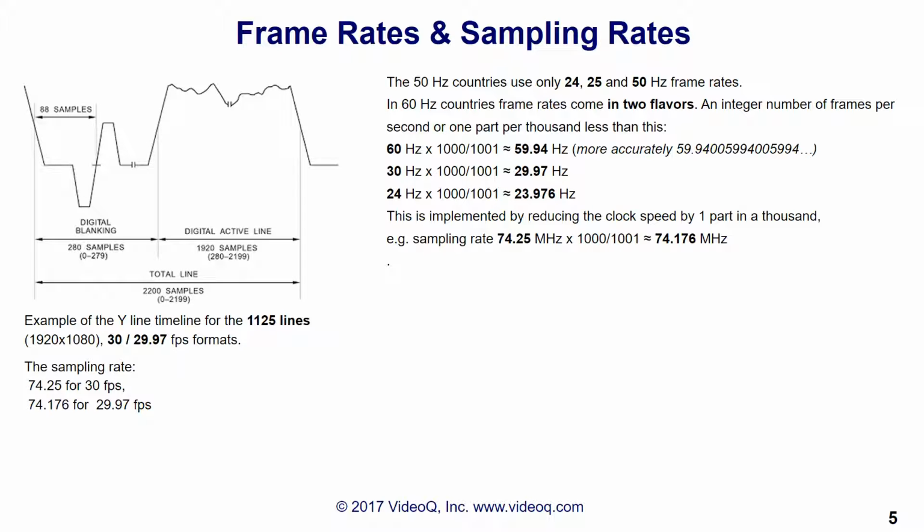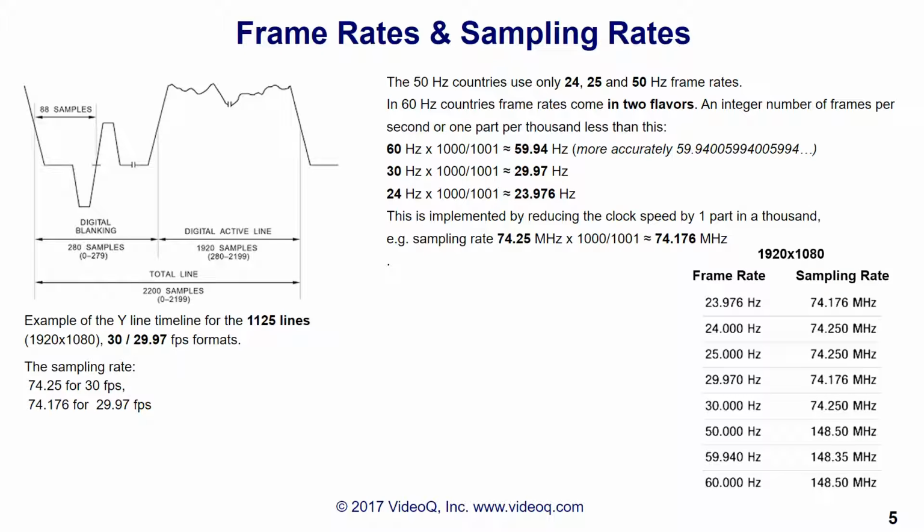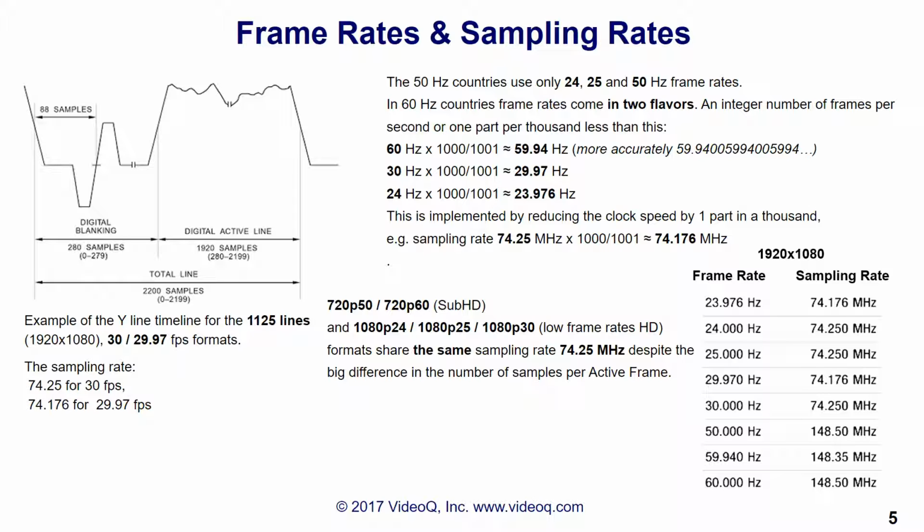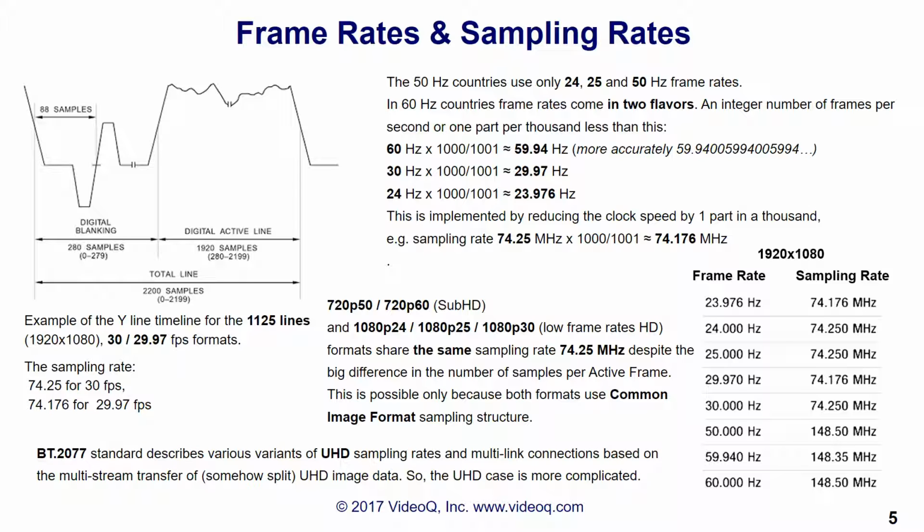The 50 Hz countries use only 24, 25, and 50 Hz frame rates. In 60 Hz countries, frame rates come in two flavors: an integer number of frames per second, or 1 part per thousand less than this. The sampling rate is also adjusted correspondingly. Sub-HD and HD, except the high frame rates 1080p 50p and 1080p 60p, share the same sampling rate, 74.25 MHz. The UHD case is more complicated, and we'll cover that later.